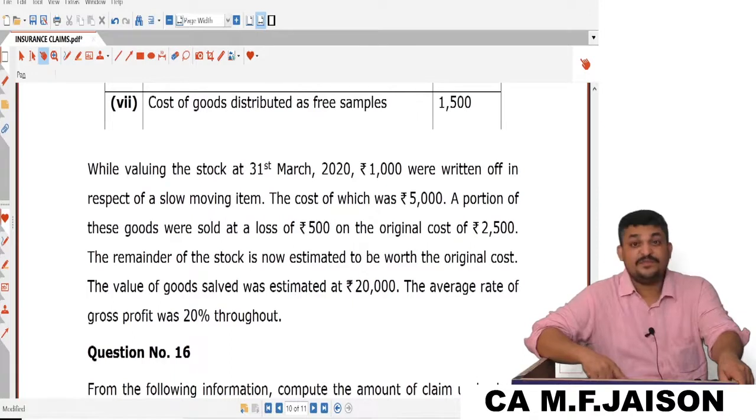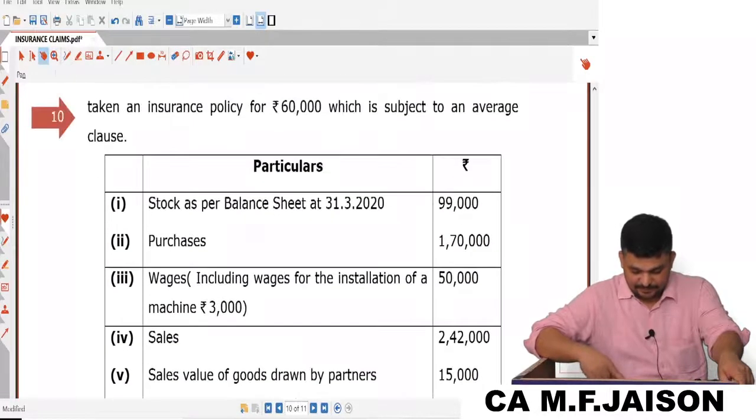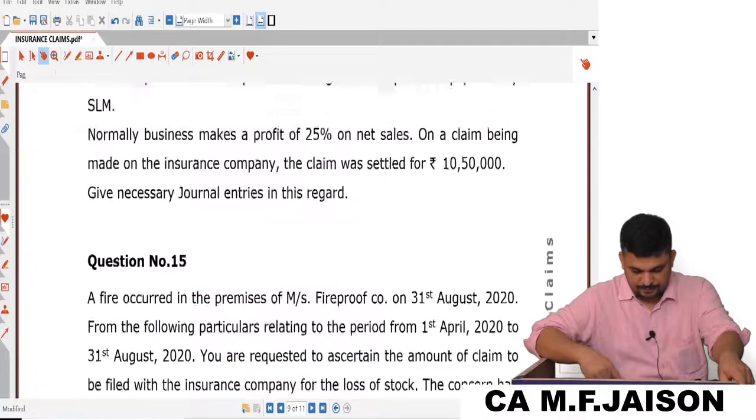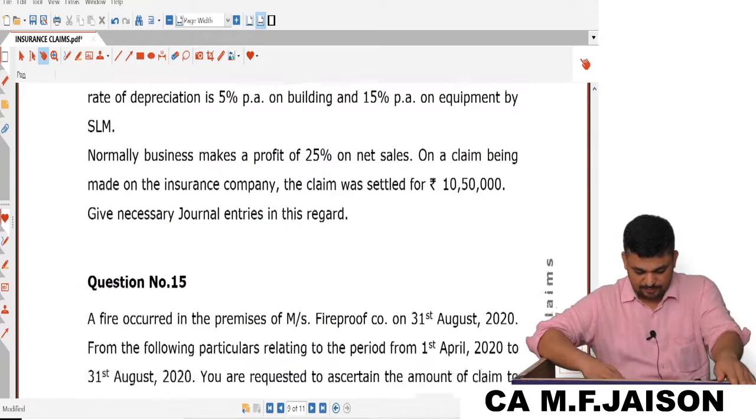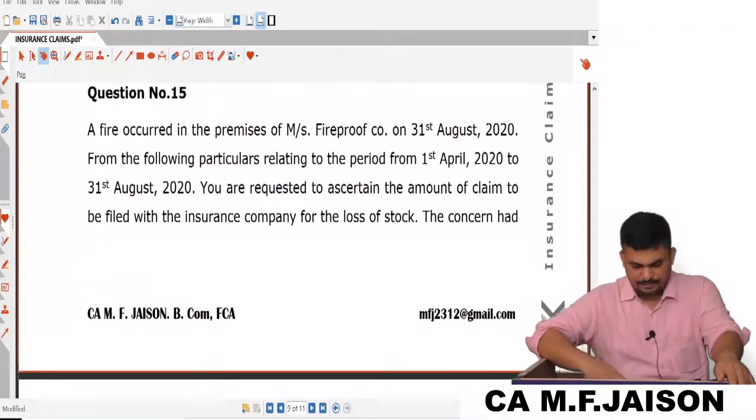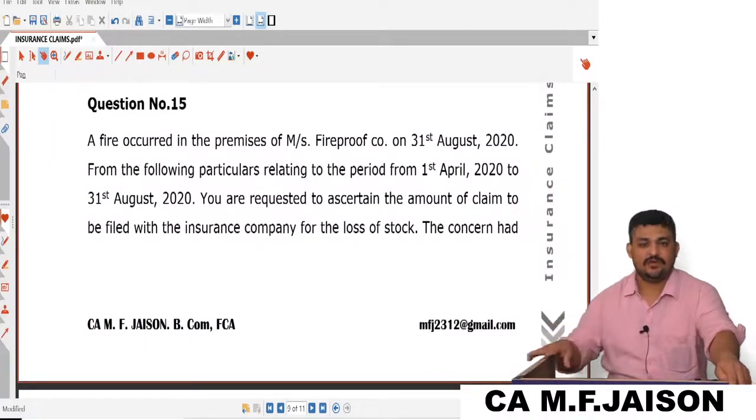Question number 15 is the gift today. Today's gift is question number 15. Among 13, 14, 15, 16, 15 I am gifting to you. Maybe I will just read it and tell you what is to be done.